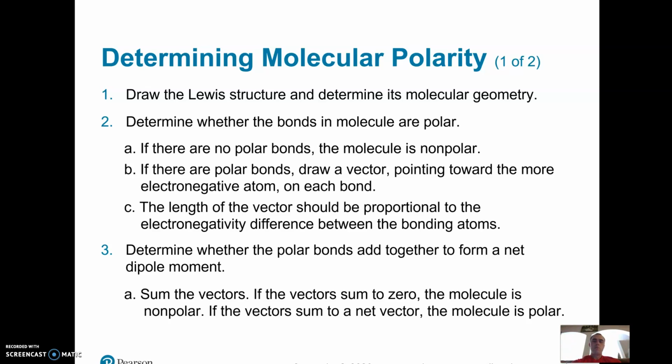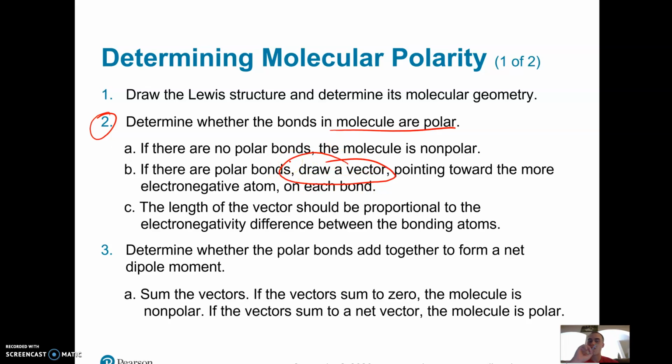So in order to determine polarity, you need to draw the structure and look at the geometry. Okay, so the two things that we've talked about so far, draw structure and determine its geometry. Then we need to look at each individual bond within the molecule. Okay, that's what step 2 is. Look at each individual bond and determine which ones are polar. Okay, if none of the bonds are polar, then the molecule is not polar. That makes sense. If we have polar bonds, it says draw a vector.